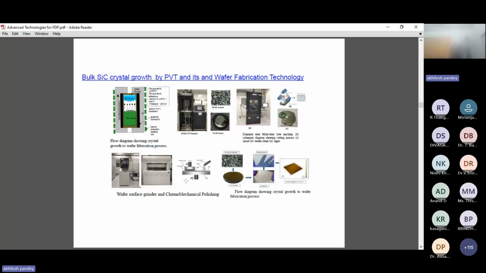like cutting, wafer surface grinding, chemomechanical polishing, then characterization. And after characterization, this is one of the wafers which can be used as a silicon carbide substrate, and this silicon carbide substrate can be used to make silicon carbide based devices.